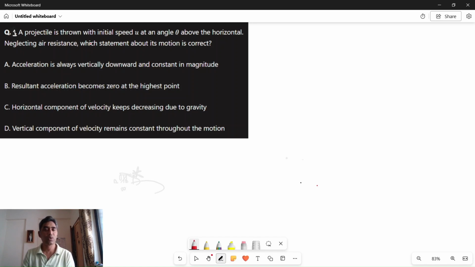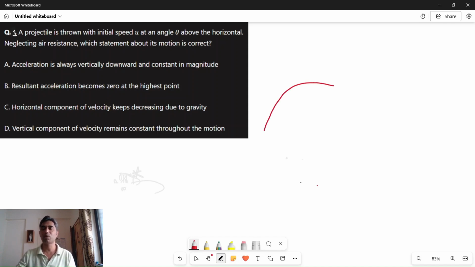A projectile is thrown with an initial speed u at an angle theta above the horizontal, neglecting air resistance. Which statement about its motion is correct? First option, acceleration is always vertically downwards and constant in magnitude. Second option, resultant acceleration becomes zero at the highest point. Okay, this is not correct.